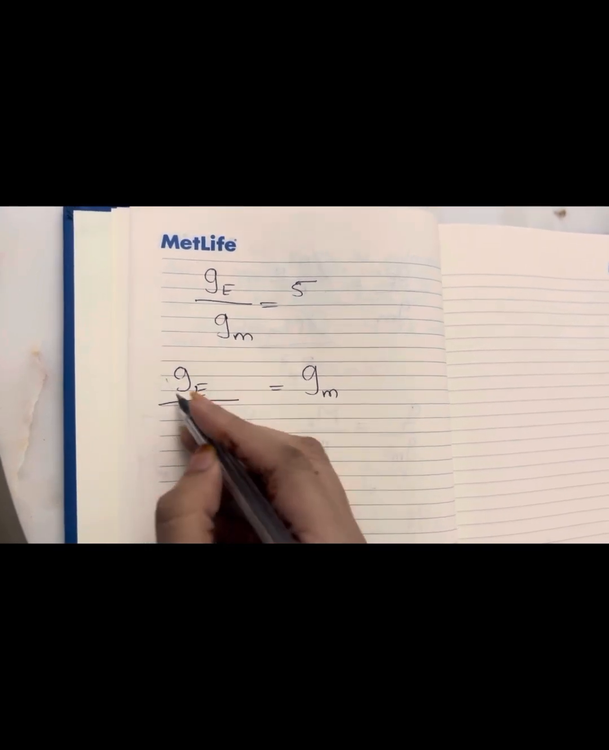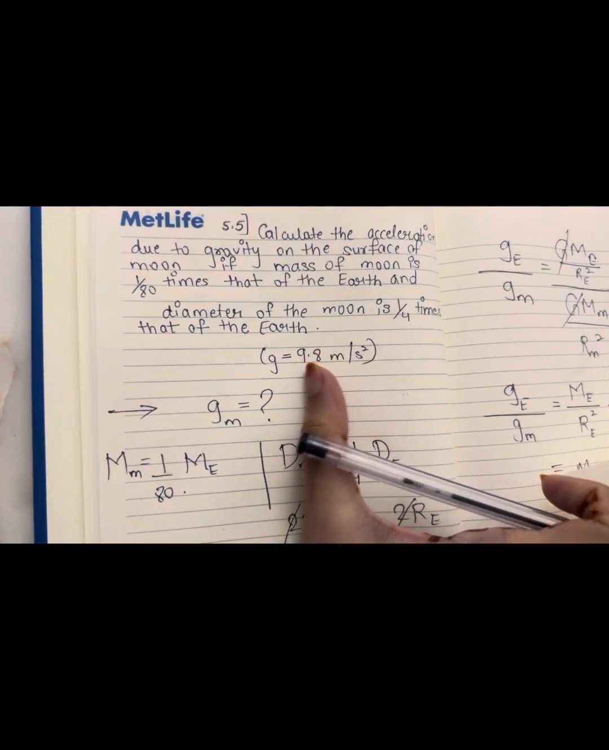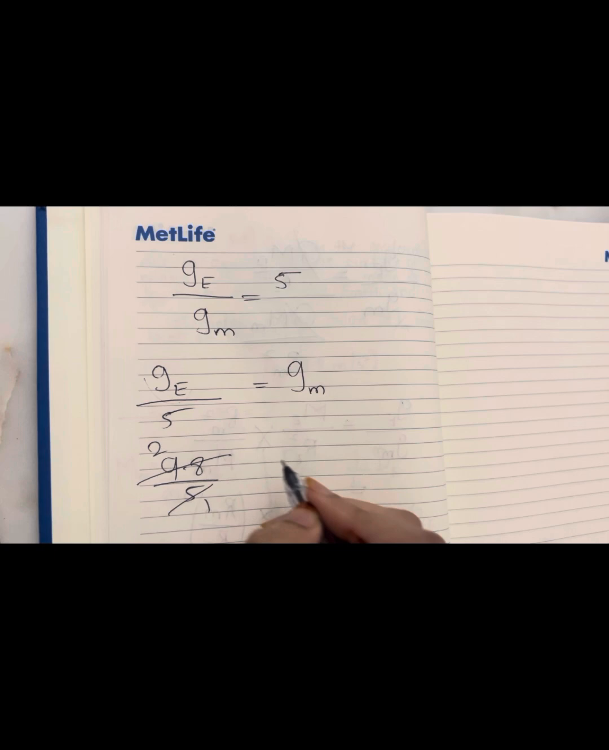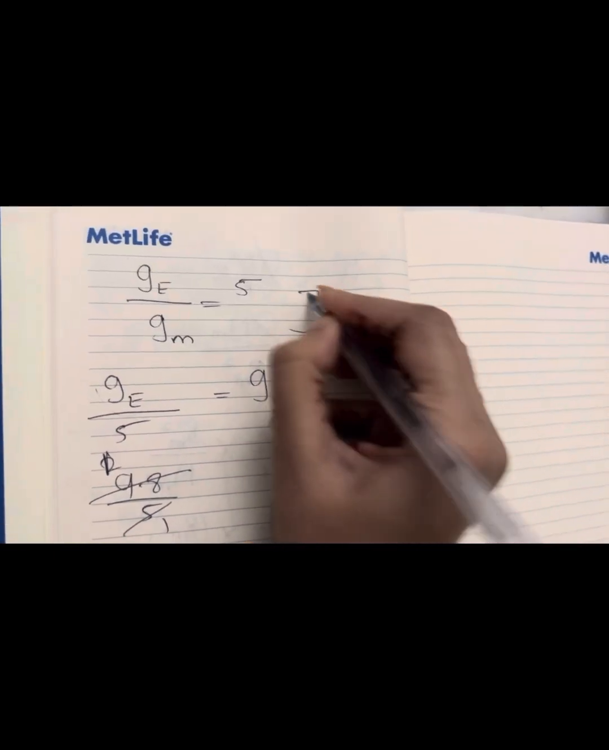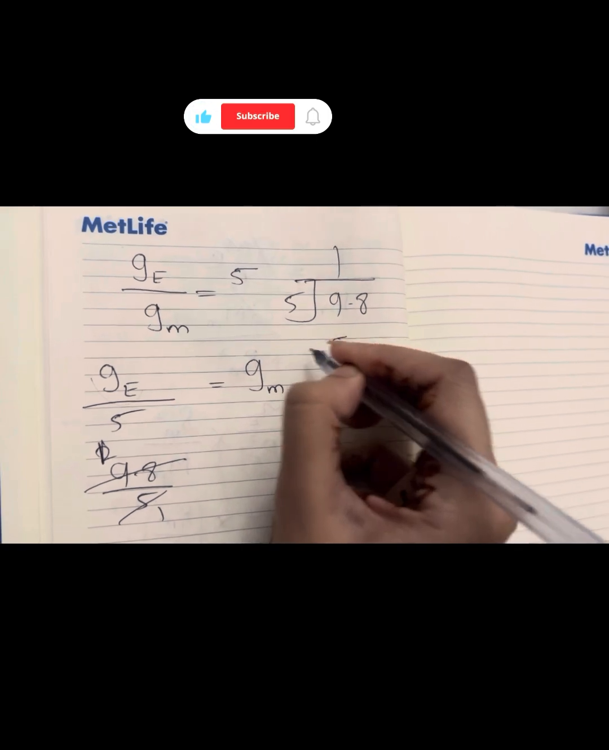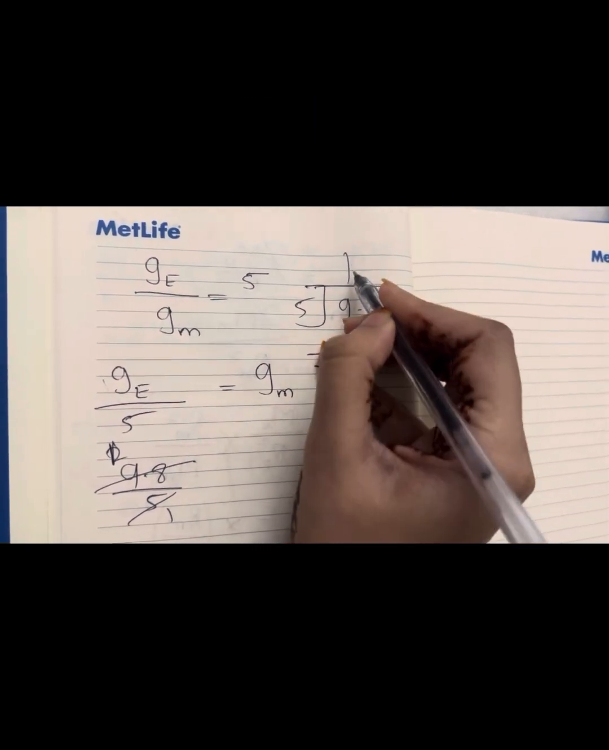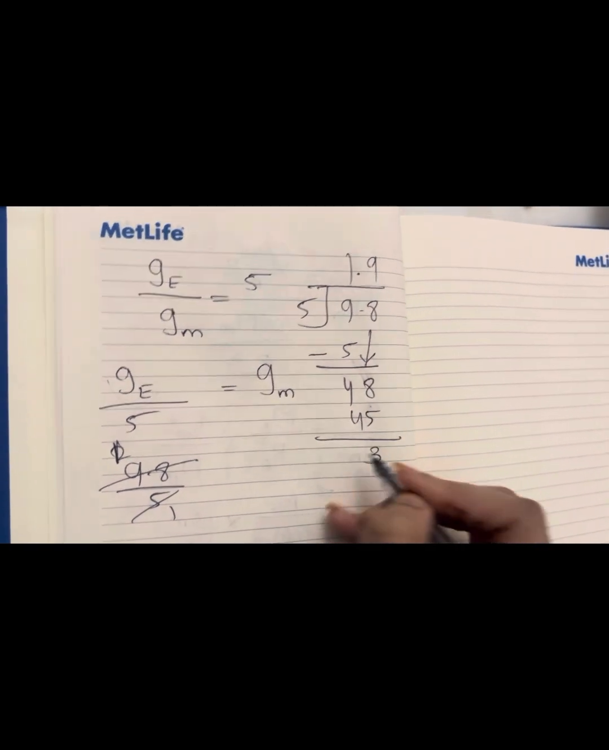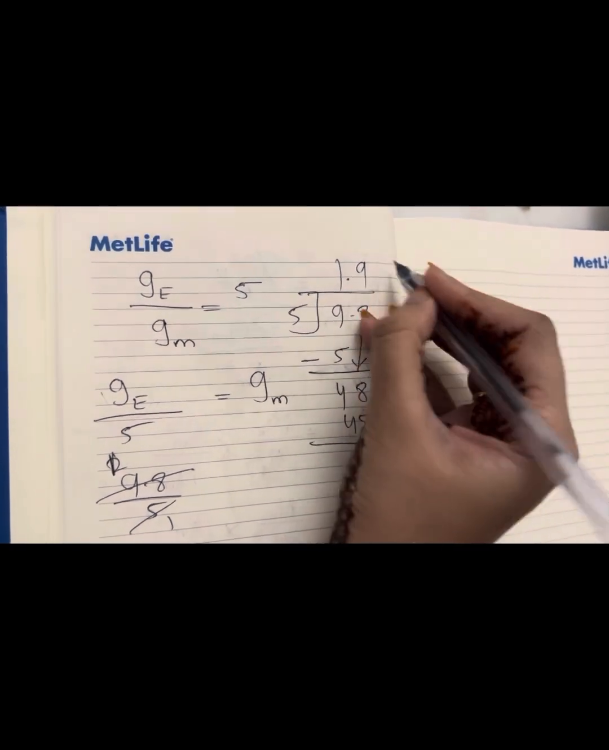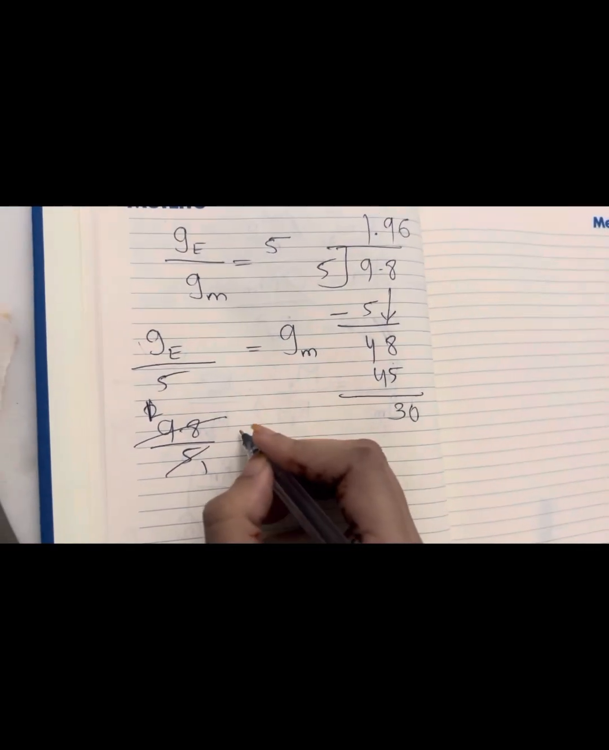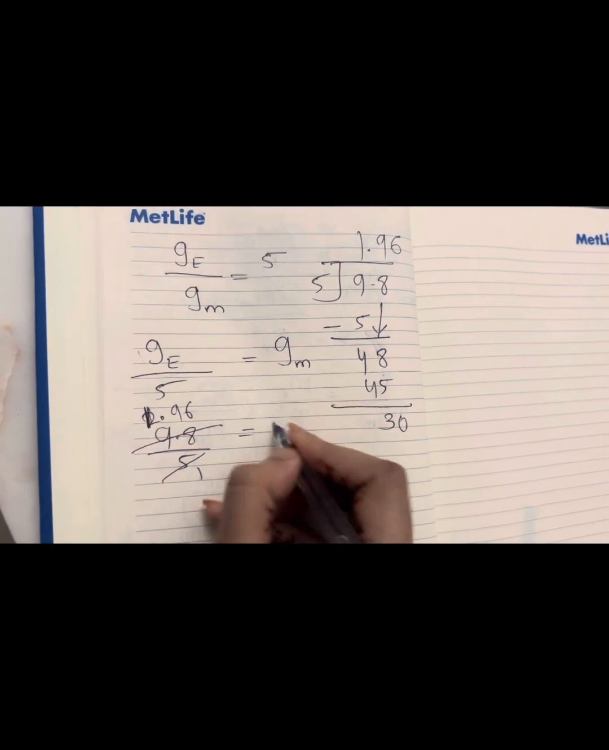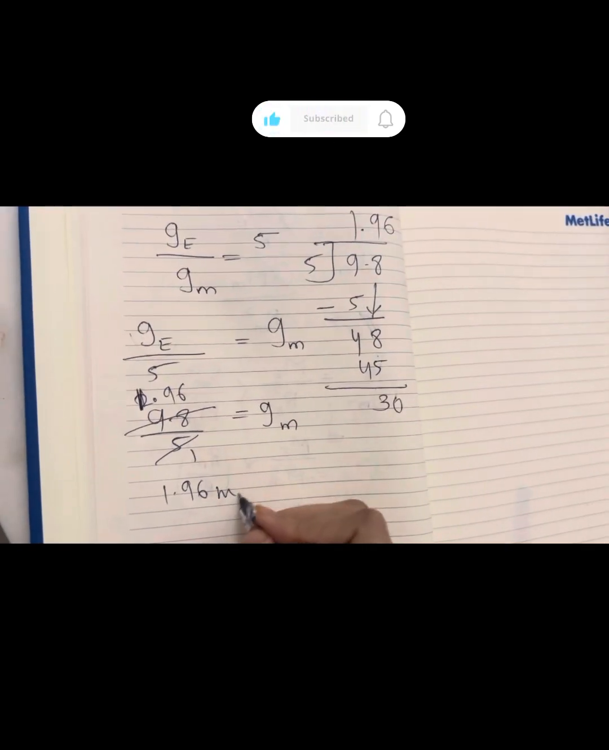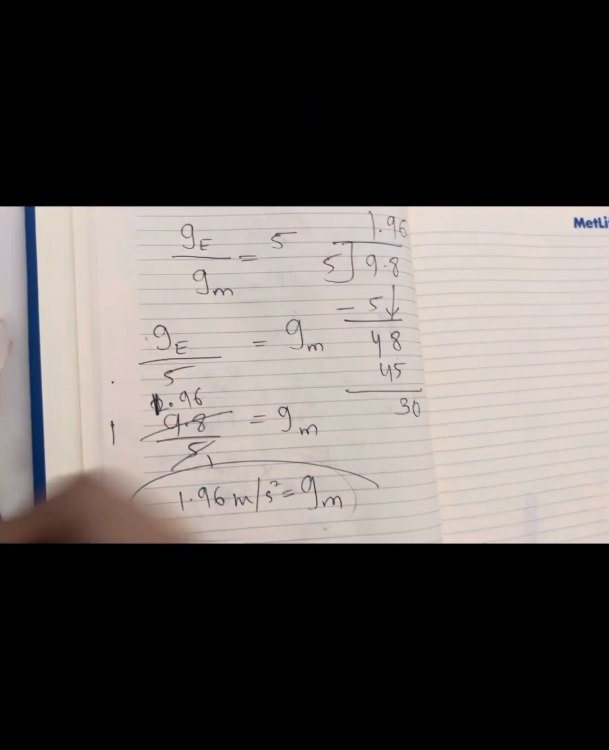Now how much is acceleration due to gravity on the surface of earth? That is given in the question, that is 9.8. So 9.8 divided by 5. 5 1s are 5, 5 2s are 10. So we cannot take 5 1s are 5. So I'll divide it like this. 5 1s are 5, 4, then I write point, I take this 8, 5 9s are 45, 3 is left, because of point this becomes 30, 5 6s are 30. So here it is 1.96, that is my Gm. So 1.96 per unit, you can check over here, meter per second square. 1.96 meter per second square will be acceleration due to gravity on the surface of the moon.